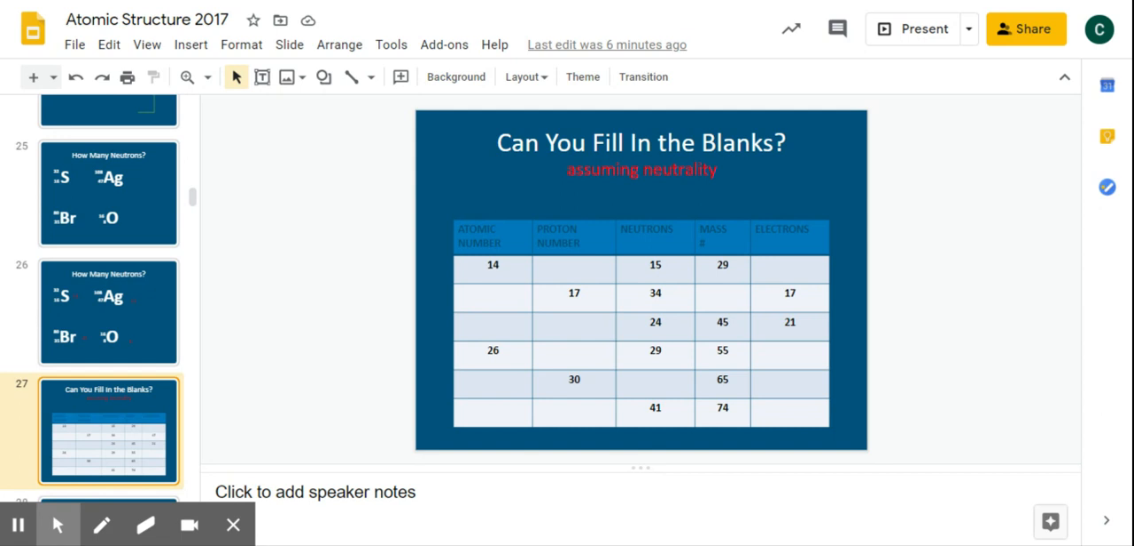But this is just, can you do this over and over, a couple different times, given a couple different numbers, not given some other ones. So it just depends on what you're given here, but you can figure out all of these, filling in the blanks and assuming neutrality. Make sure you take that into account. That's going to help your proton and electron number for now.